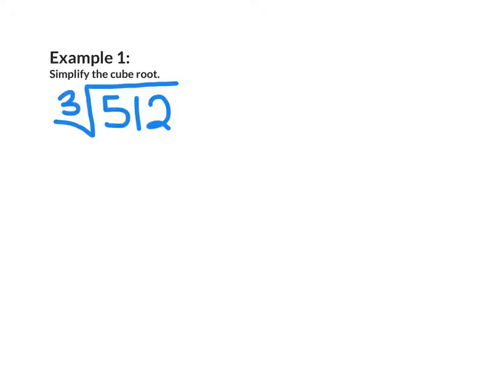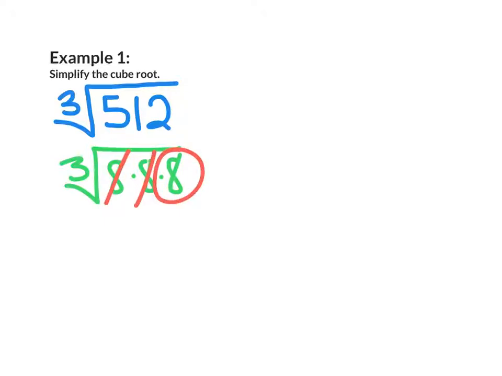Example 1. Simplify the cube root. So if I multiply 8 three times, I get 512. So I have triplets. 2 die, 1 escapes. So the cube root of 512 is 8.